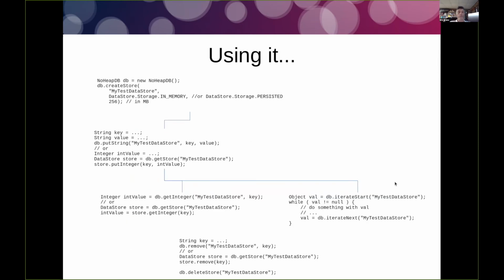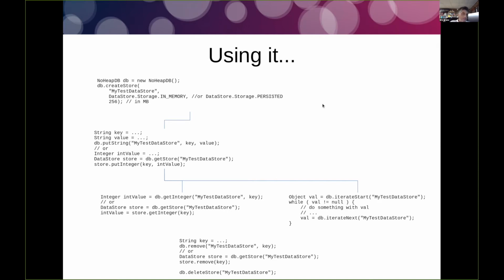How do you use this off heap database? That's what this code is supposed to show you. I apologize if it's too small for everybody, but I'll walk through it. NoHeapDB is the main class. Within it, you can create a store, a data store, I call them. And each data store can be 2 gigabytes in size because of that byte buffer limitation I mentioned earlier, being a signed integer max value.